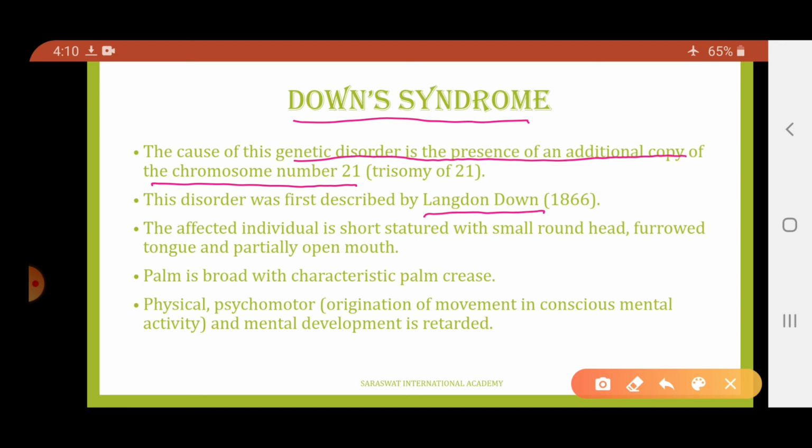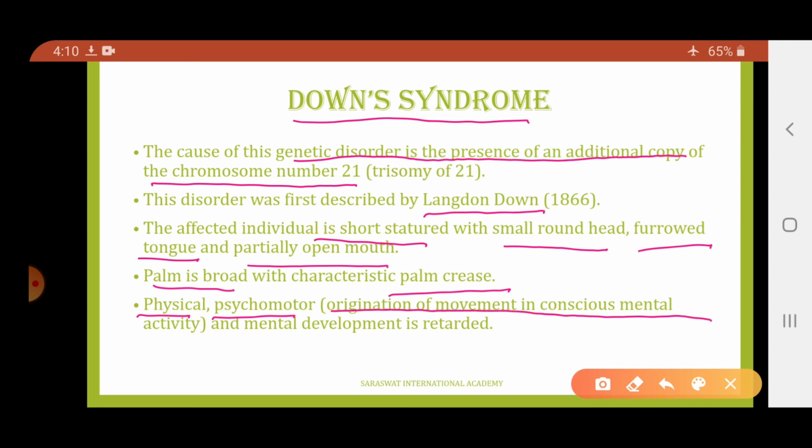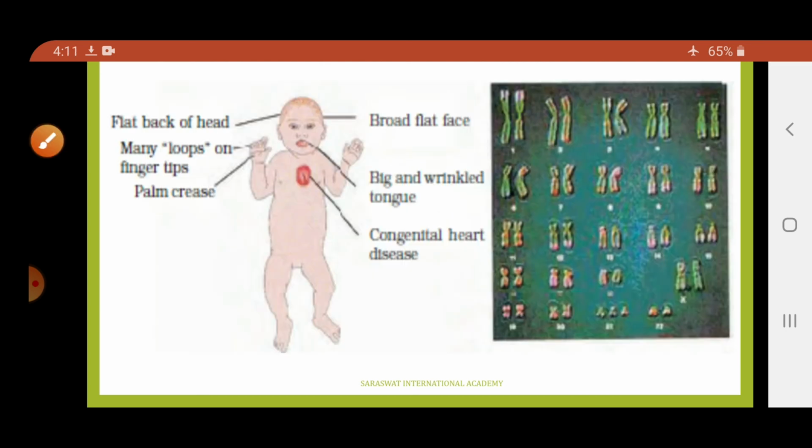Now what are the symptoms of this disease? So the individual is short statured, उसकी हाइट कम होती है, स्मॉल राउंड हेड होता है, फरोड टंग होती है एंड पार्शियली ओपन माउथ. Palm is broad with a palm crease. The physical, the psychomotor, that is origination of the movement in the conscious mental activity, ये नहीं होता है, and mental development is retarded. यानी फिजिकल डेवलपमेंट भी नहीं होता है, साइकोमोटर डेवलपमेंट भी नहीं होता है, एंड मेंटली ऑल्सो द पर्सन विल बी रिटार्डेड.